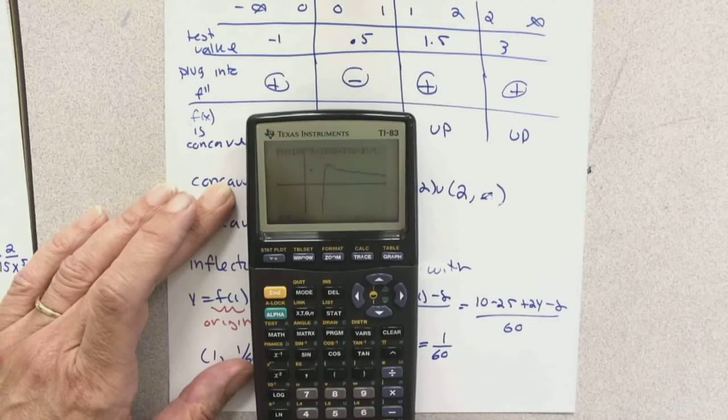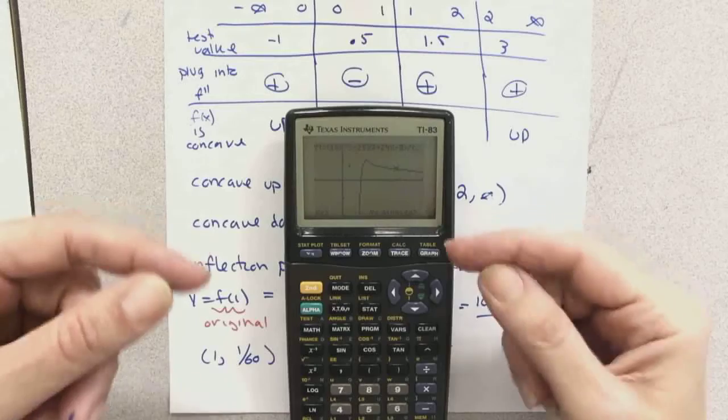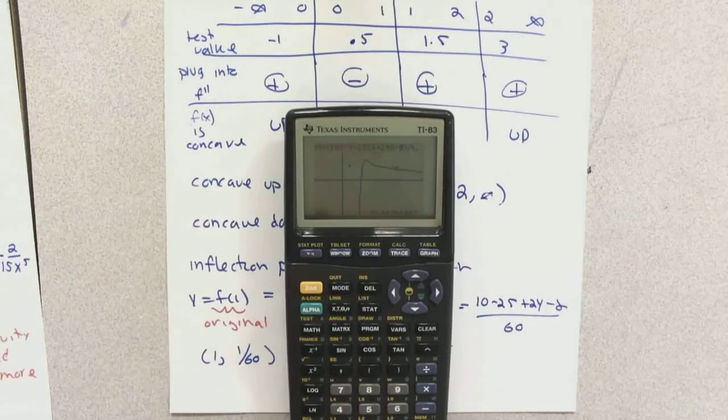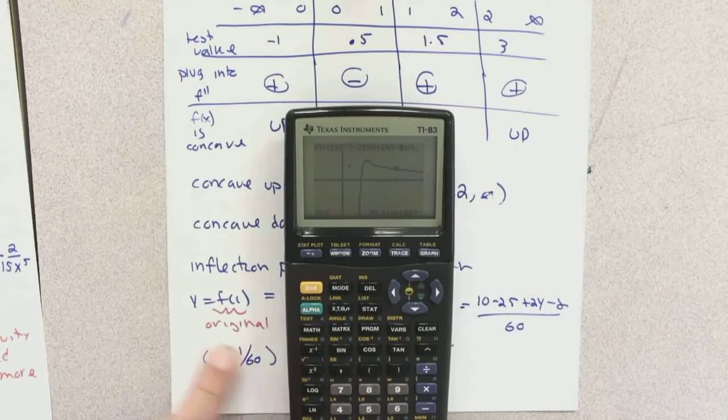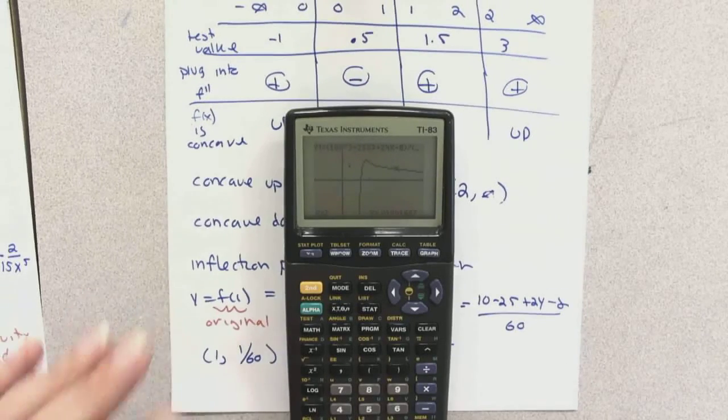If I trace to 2, there's the point at 2, and it's clearly not changing concavity at 2. And so this absolutely checks. But the big point here, not only can you check, we couldn't do this checking until I knew this number. It was knowing this point right here, 1/160th, that allowed me to put the correct information in the calculator so I could see the picture.